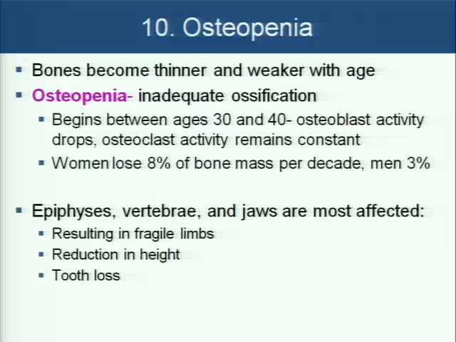The blast activity will start slowing down, and clast activity still keeps going. So women lose a lot more bone mass than men. Your epiphyses, your vertebrae, the jaws are the ones that are most affected frequently. So you can lose your teeth, your height, you start shrinking down. Your limbs are fragile. Like I don't know if you guys ever watch some of the cartoon shows that show old people standing up and their hips break. That actually happens. But not just with osteopenia.